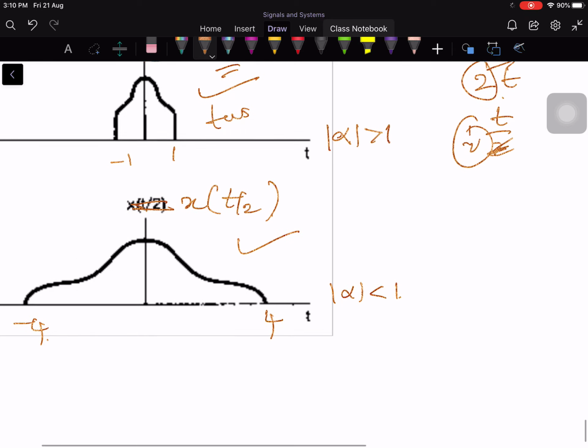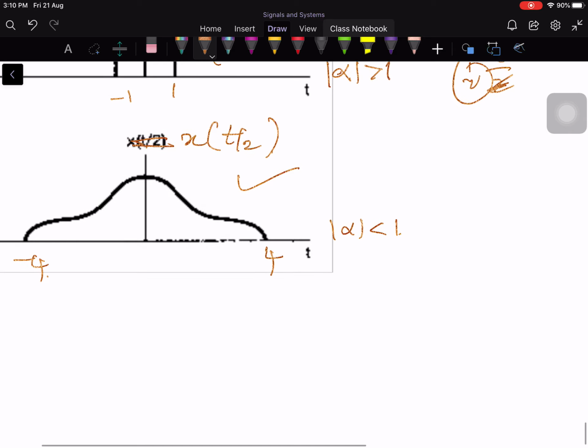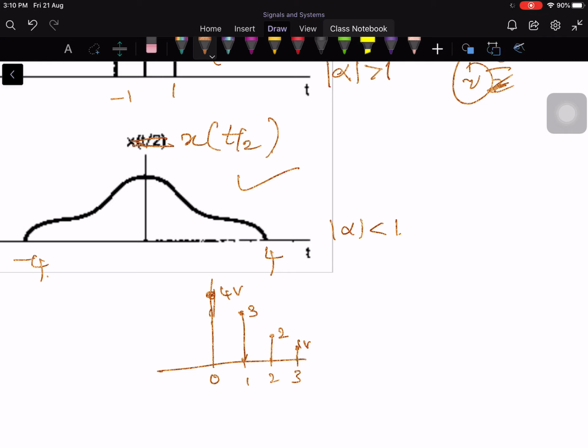Before we generalize this, let me take one more simple example, and then we will come back. Take the same example: 0, 1, 2 and 3. At 0, it has a magnitude of 4 volts, then 3 volts, 2 volts, 1 volt. This is n, and in the rest of the places it is 0.